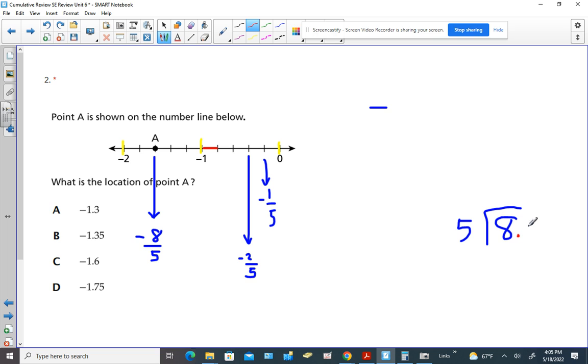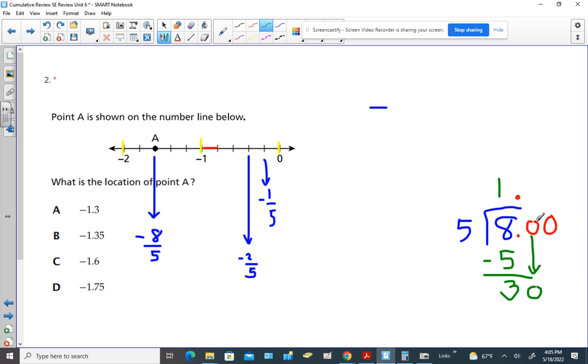Let's throw a couple zeros on there. Now, 5 would go into 8 one time. It would be 5 times 1 is 5. We subtract and get the 3 left over. Bring down the 0. All right, so you finish it up from there.